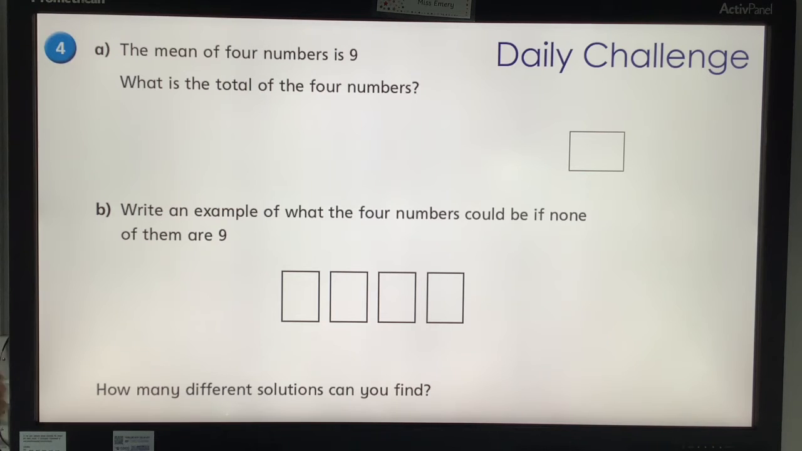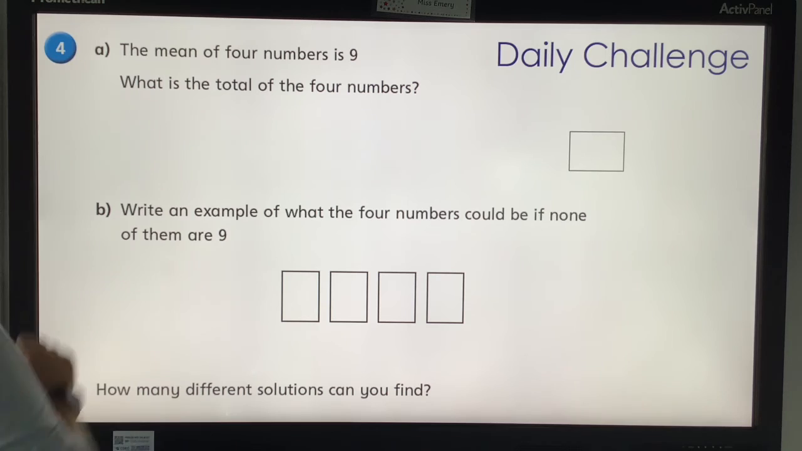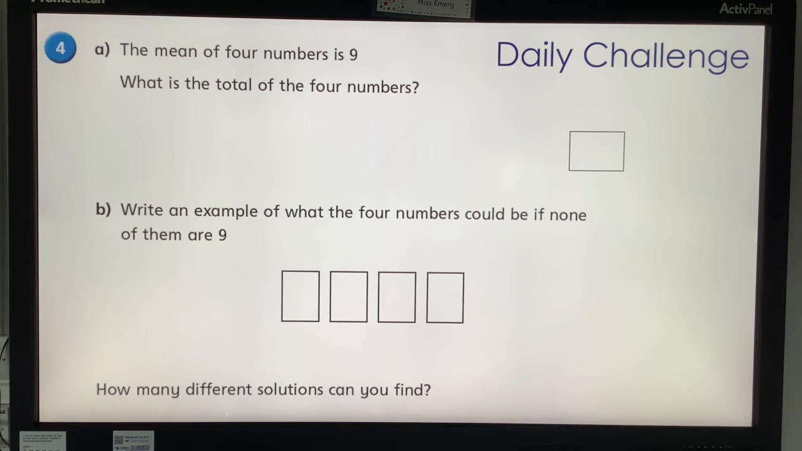So, your task. The mean of 4 numbers is 9. What is the total of the 4 numbers? So this requires you to do a little bit of the inverse, and remind yourself of how you calculate the mean, what steps you take to get to the mean. So if you've already been given the mean of 4 numbers, what is the total?